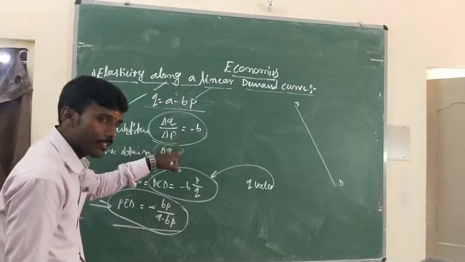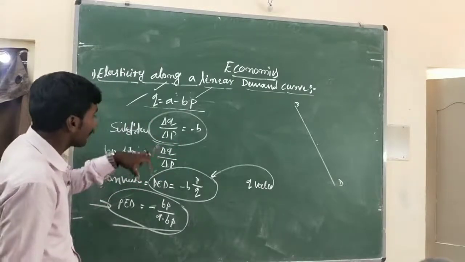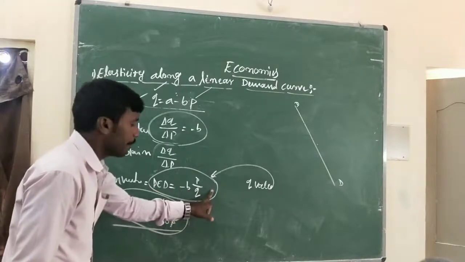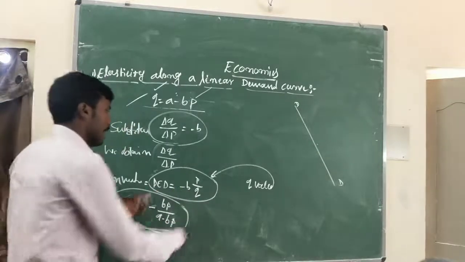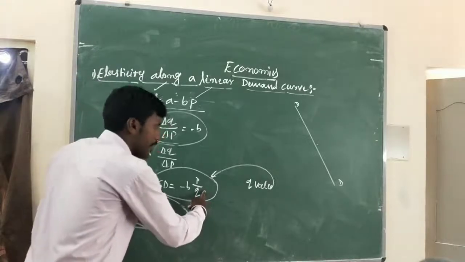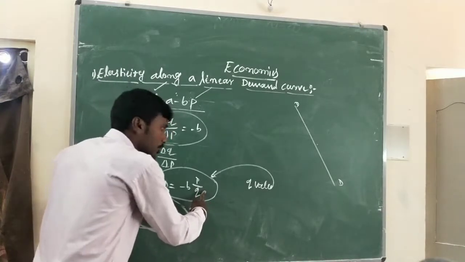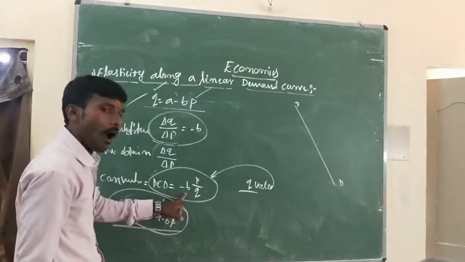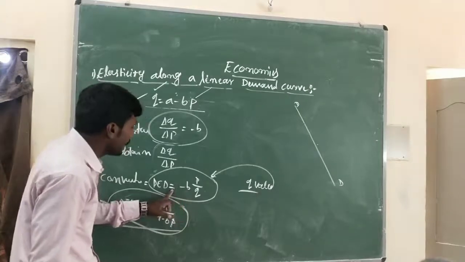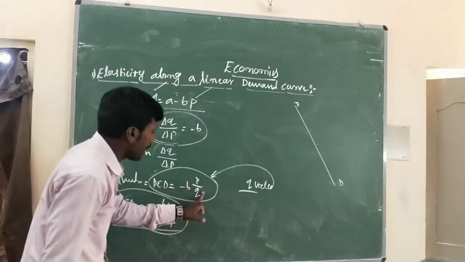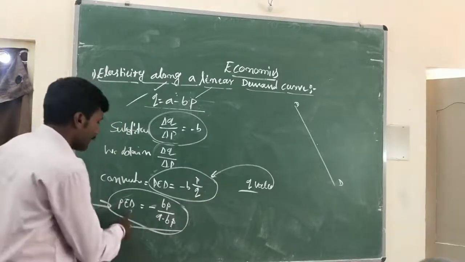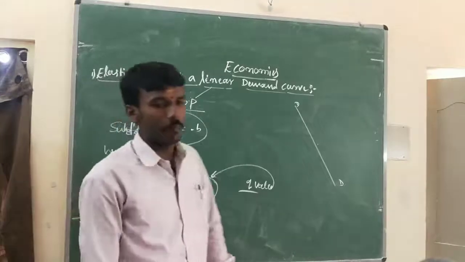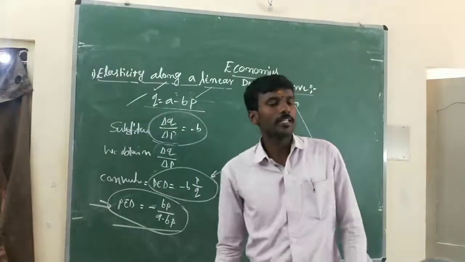That equation now we are going to convert into PED or ED equals simply minus BP by Q. Then we are going to substitute the Q value. When we substitute the Q value into PED equals minus BP by Q, we obtain PED equals minus BP divided by A minus BP. So finally this is the equation of a demand curve.